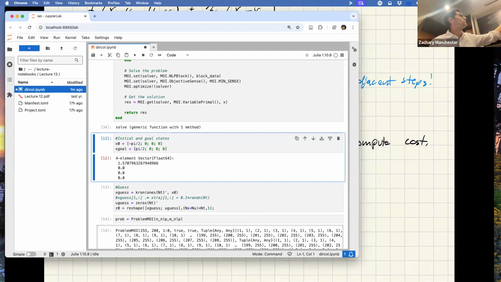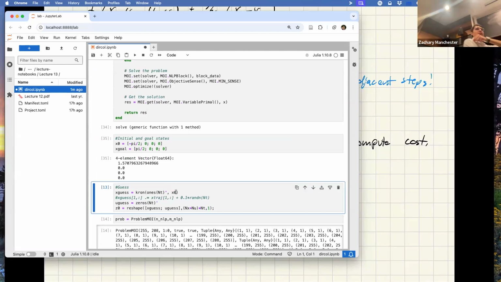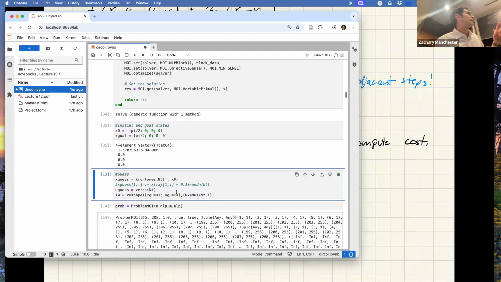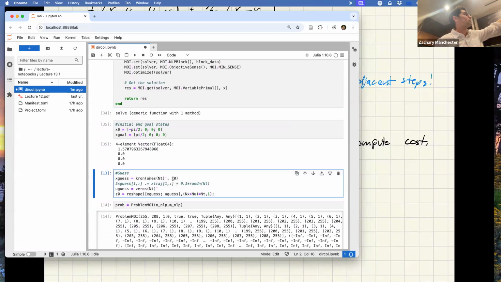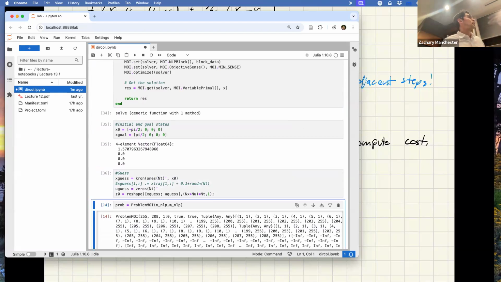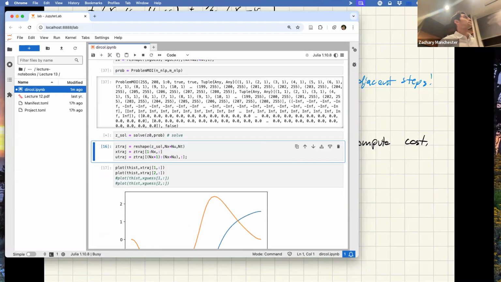Initial and goal states, just like before, start down here, end up here. And then we're going to give this a very dumb guess. We're going to leave it at X naught for all the time steps. We're not going to give it any real guess. And U's are all zero. So it's just sitting here with nothing. That's the initial guess. We're going to now call the solver.